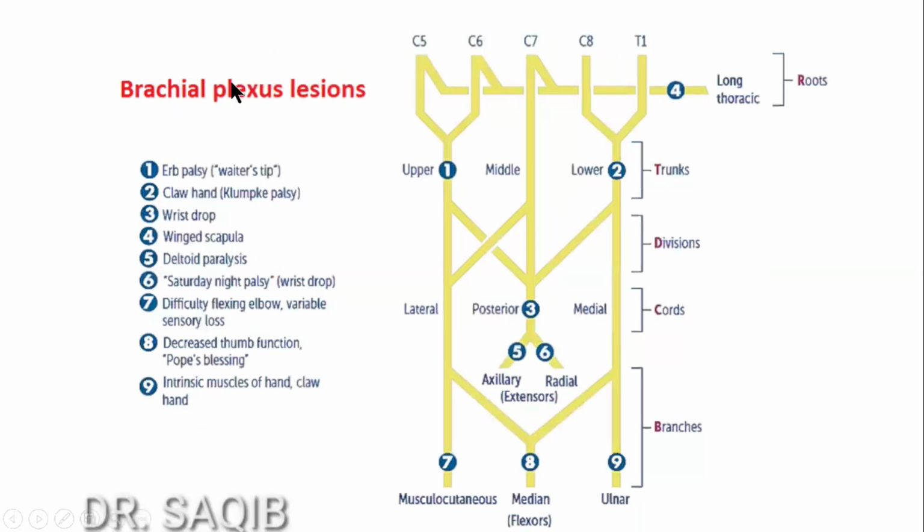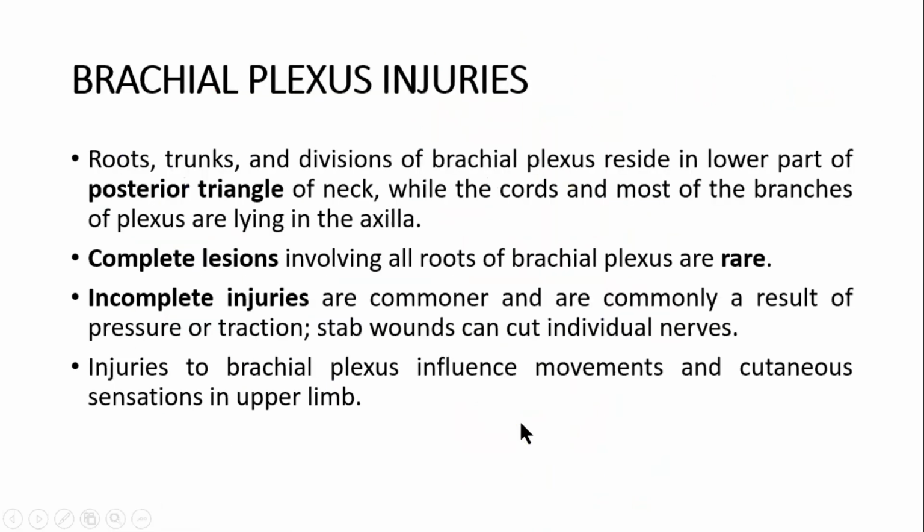This is a beautiful picture of the brachial plexus lesions that I will discuss with you in the end with number 1 to number 9 injuries. So the brachial plexus injuries: roots, trunks, and divisions of the brachial plexus reside in the lower part of the posterior triangle of the neck, while the cords and most of the branches of the plexus are lying in the axilla.